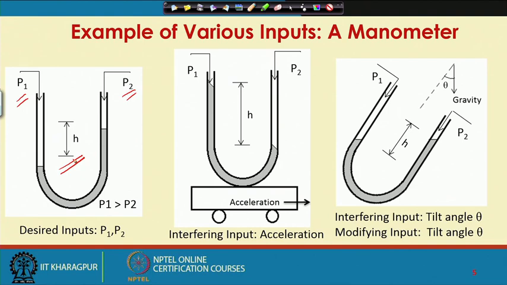Now, let us put this manometer on a vehicle which is moving with an acceleration, and let us connect both the limbs to the same pressure source. So, here P 1 equals P 2.